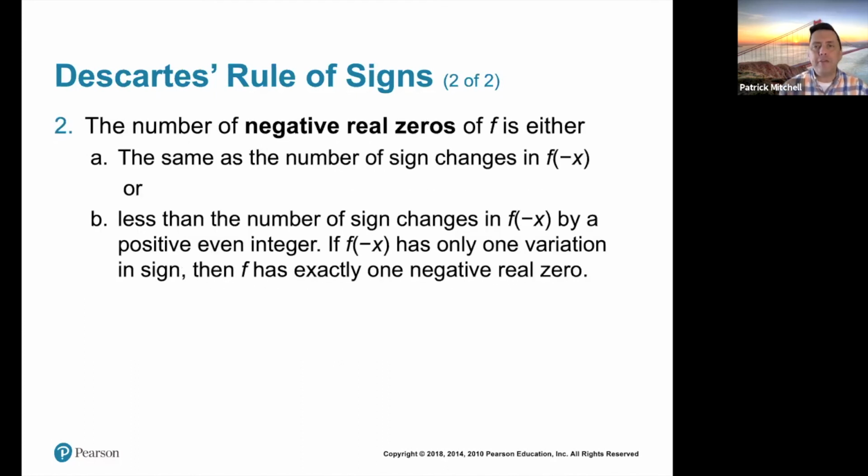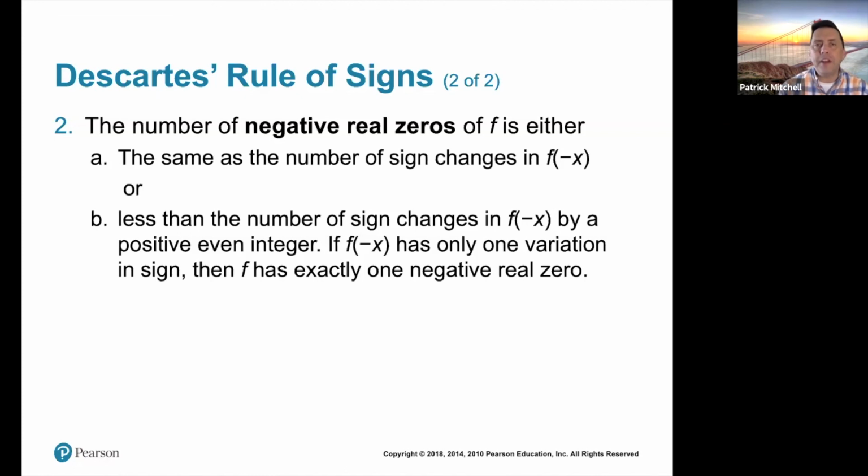Okay. And then the number of negative real zeros of f is either the same as the number of sign changes in f(-x). See, take the polynomial f(x), and it has certain positive real zeros. Let's say 1, 3, and 5 are positive real zeros of f(x). The negative real zeros of f(-x) would then be -1, -3, -5. So you figure out everything you need to know about negative real zeros by looking at the polynomial f(-x).